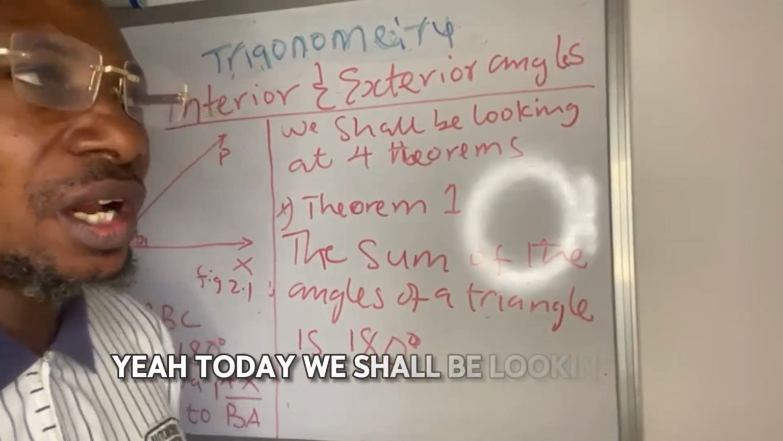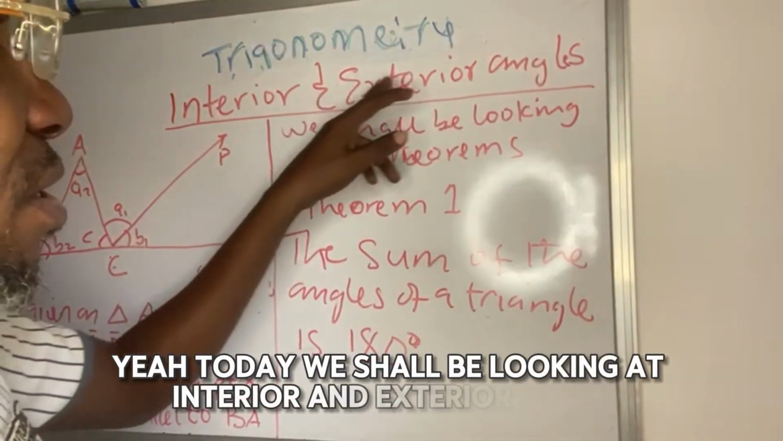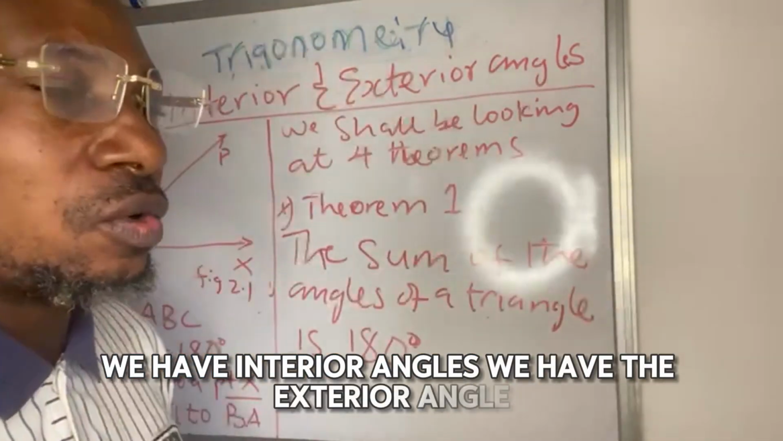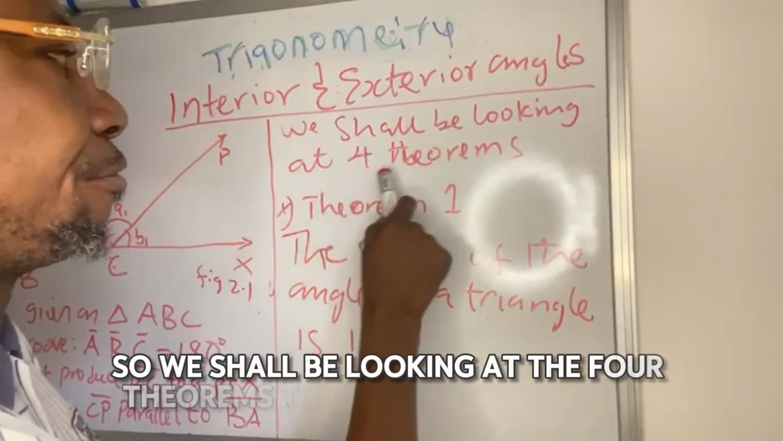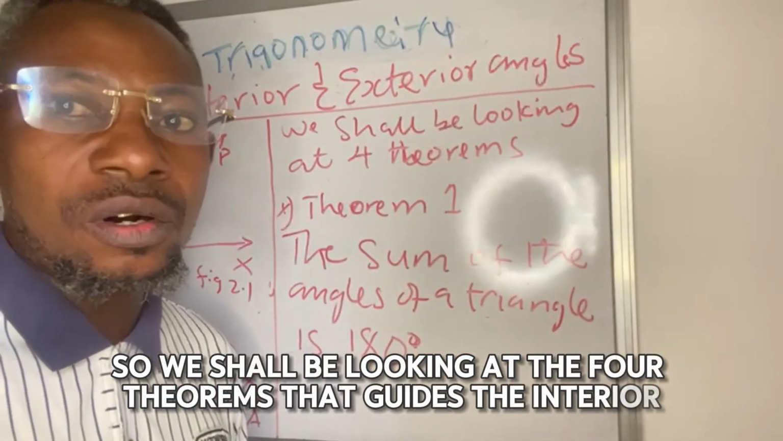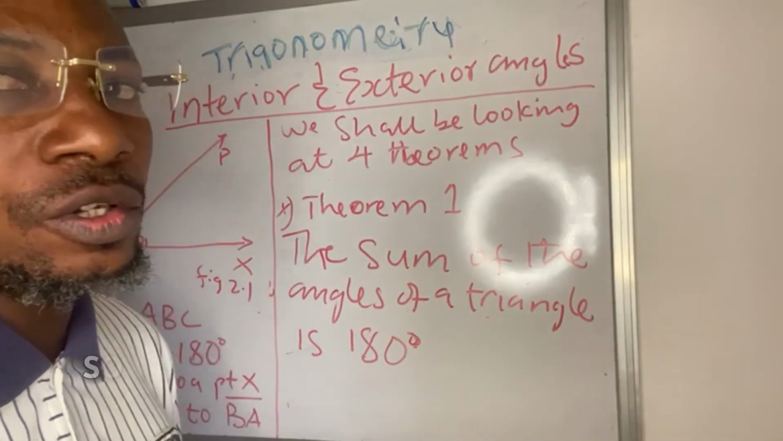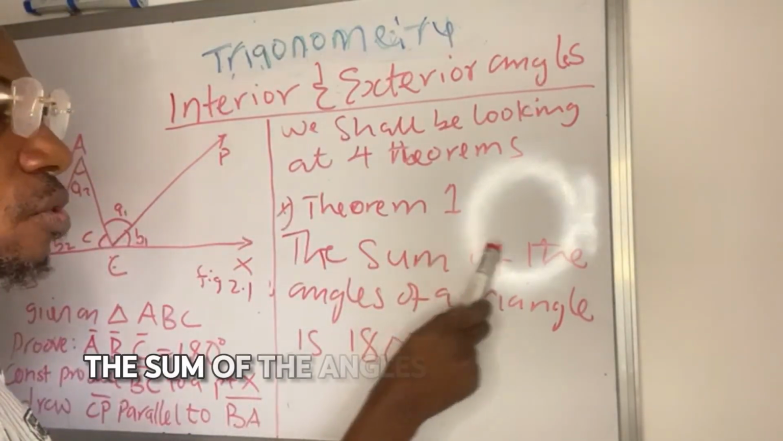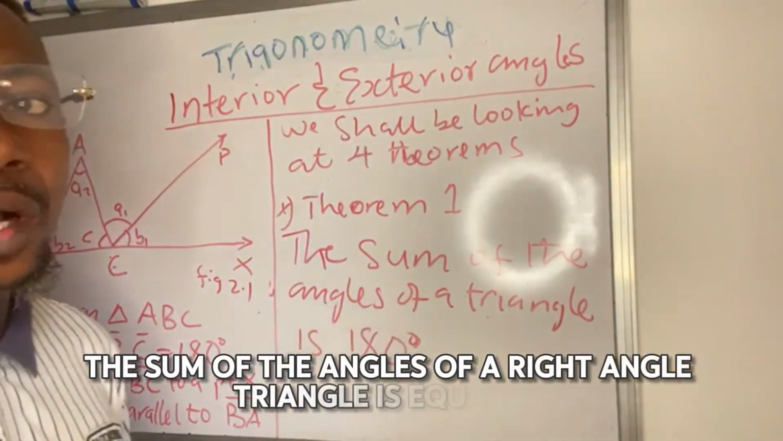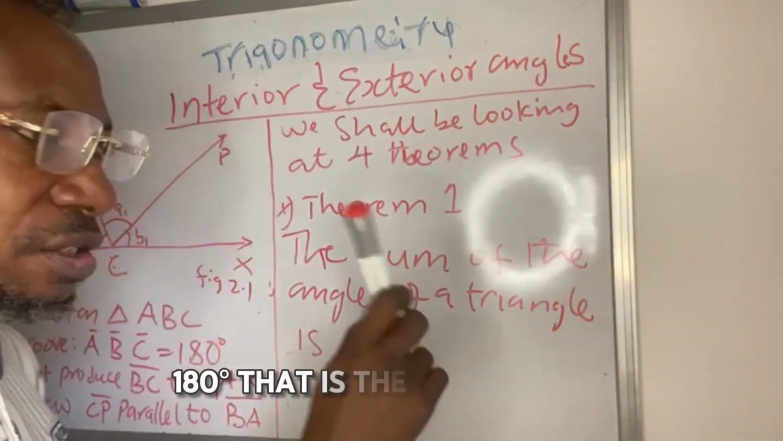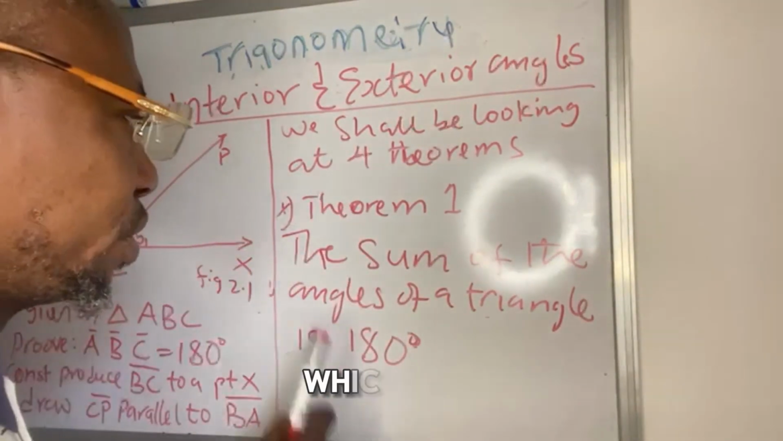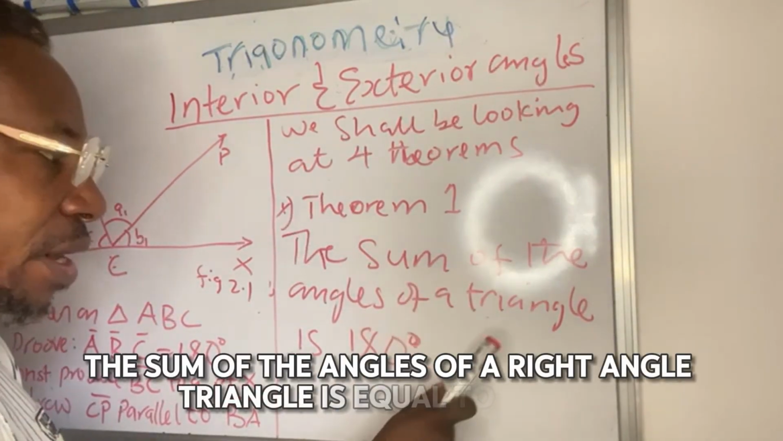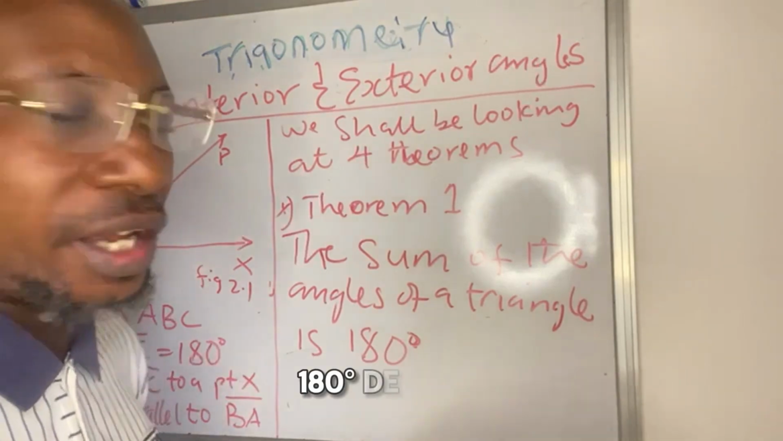Today we shall be looking at interior and exterior angles. We have interior angles, we have the exterior angle. So we shall be looking at the four theorems that guide the interior and the exterior angle. There are four theorems that we're looking at today. Theorem 1 states that the sum of the angles of a triangle is equal to 180 degrees. That is the first theorem, which says the sum of the angles of a triangle is equal to what? 180 degrees.